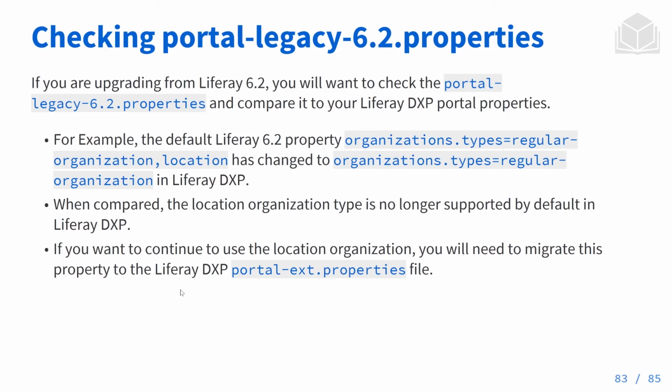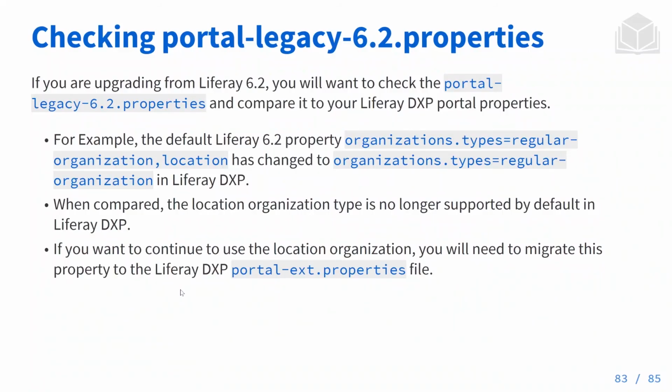One example is organization types. Back in the 6.2 world we have regular organization and location, whereas in Liferay DXP, we only have regular organizations, right? So we're going to want to do those comparisons to ensure that our functionality is going to continue on. So if we are using locations in 6.2, for example, we're going to want to add those in the portal-ext in our up-to-date version.